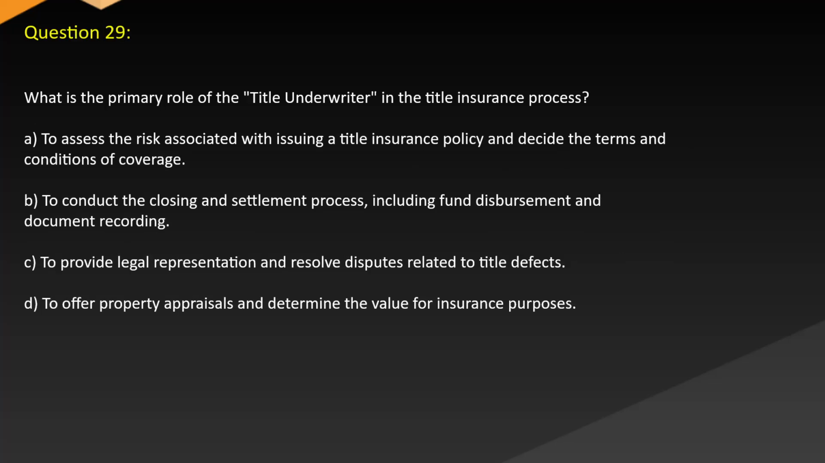Question 29. What is the primary role of the title underwriter in the title insurance process? A. To assess the risk associated with issuing a title insurance policy and decide the terms and conditions of coverage. B. To conduct the closing and settlement process, including fund disbursement and document recording. C. To provide legal representation and resolve disputes related to title defects. D. To offer property appraisals and determine the value for insurance purposes.